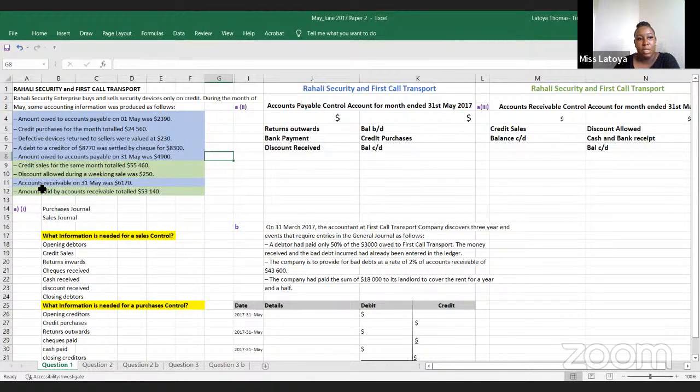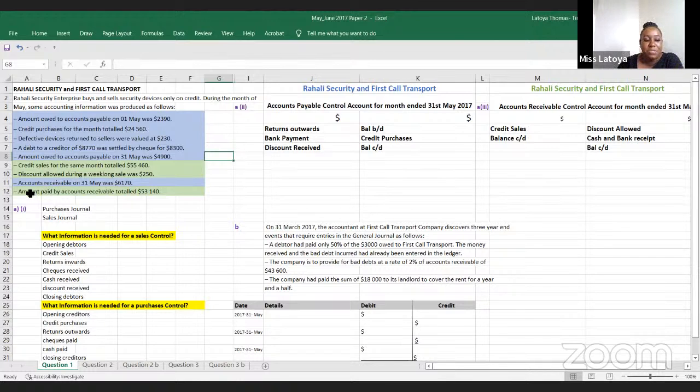Accounts receivable, this information would be recorded in the, is anybody on my live tonight? Hi Patricia. Hi Fatima. How are you all? Nice to see you all.